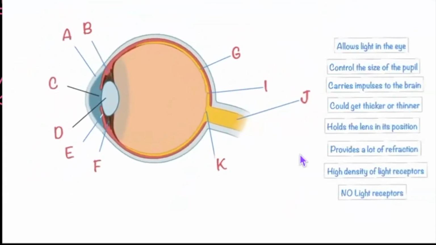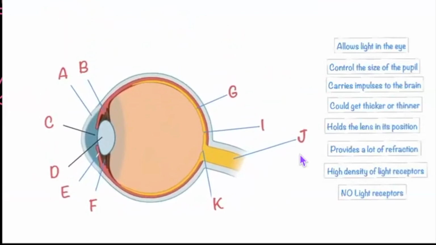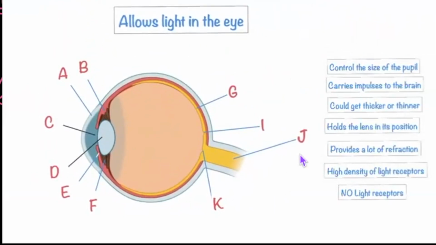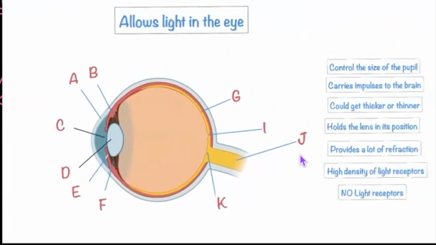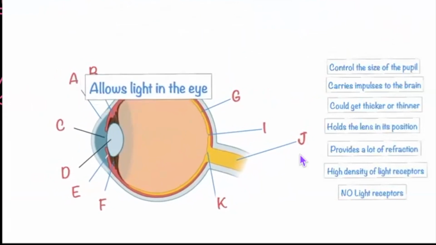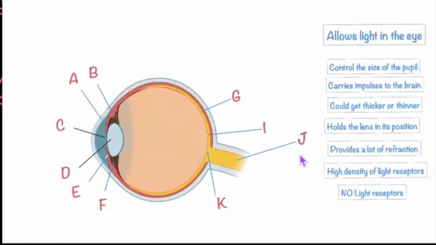So that's the eye, and I'm gonna check the different functions of those different labels. So again, allows light in, that must be what? The one that allows the light in is the pupil, which is C, okay? And let me write the letters next to it, makes it neater. So that's C, and controls the size of the pupil. That would be the iris. It carries impulses all the way to your brain. That must be J, that's the optic nerve.